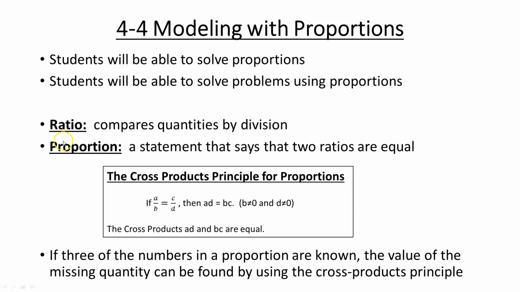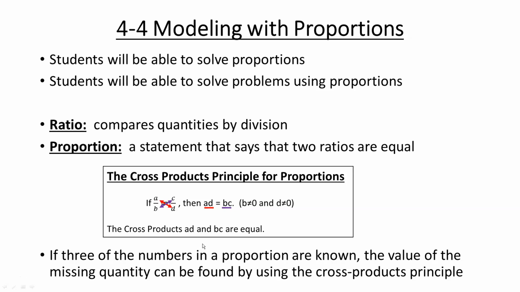A ratio compares quantities by division, and a proportion is a statement that says two ratios are equal. So anytime you have a fraction equals a fraction, you can do this. So how do we solve a proportion? Well, we use the cross products principle, which is the same as cross multiplying. We have A times D equals B times C. And that's all you do. You set them equal and then you solve for your missing variable.